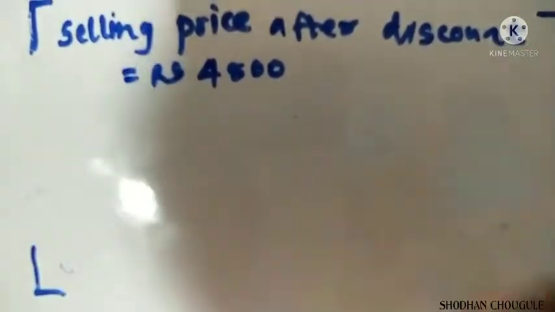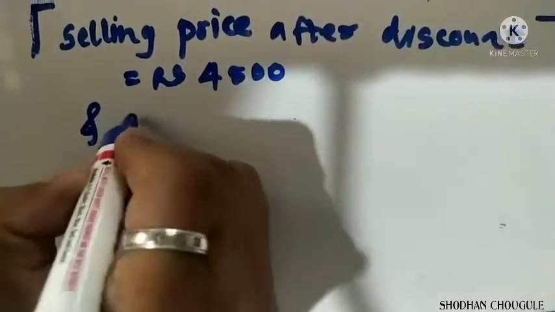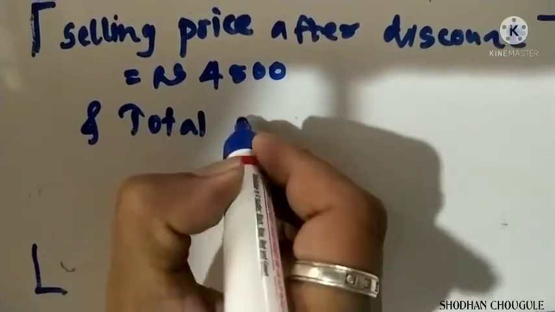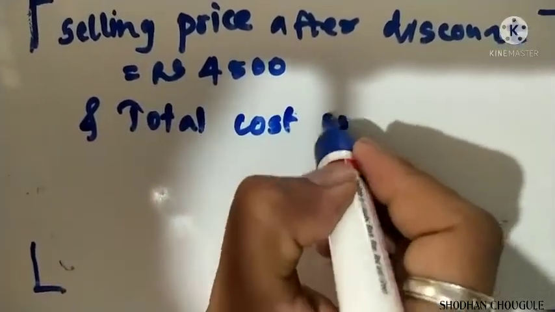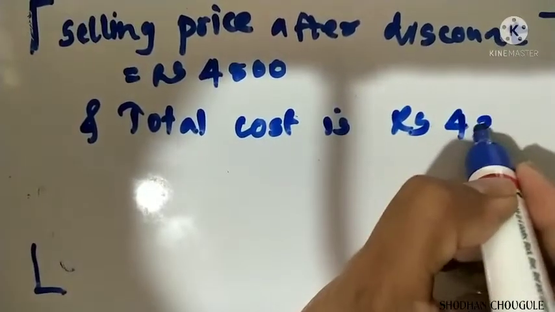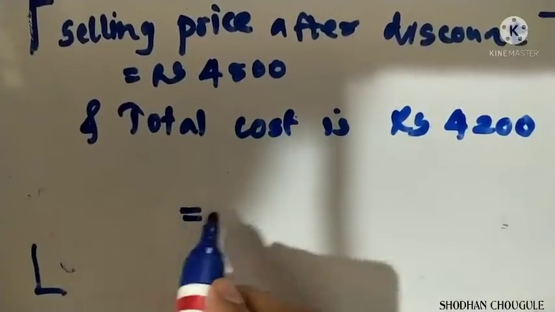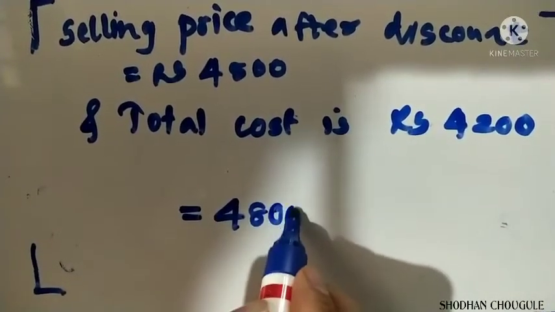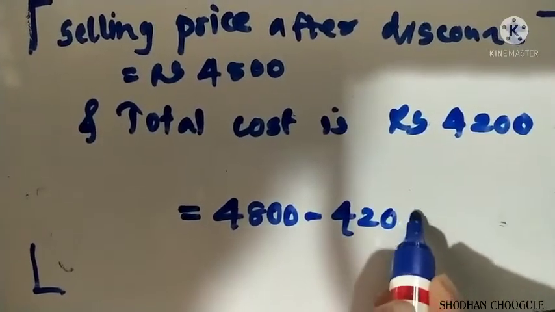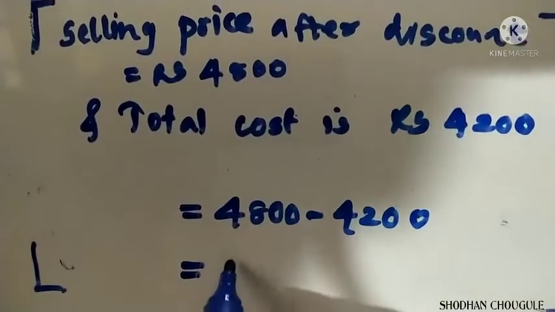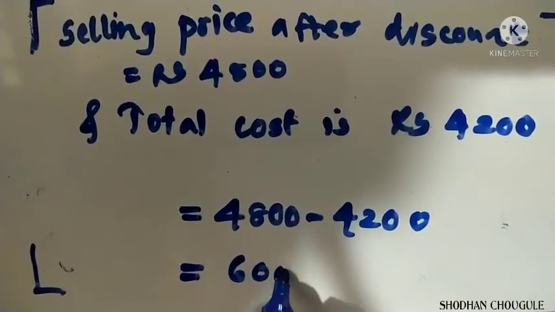At the start of the problem, we found that with the 20% discount, 4800 rupees is the selling price of that machine, and by solving the problem we got 4200 as the total cost of that machine. So selling price minus total cost, if we do, we will get the answer of 600 rupees, which means the company is in profit.